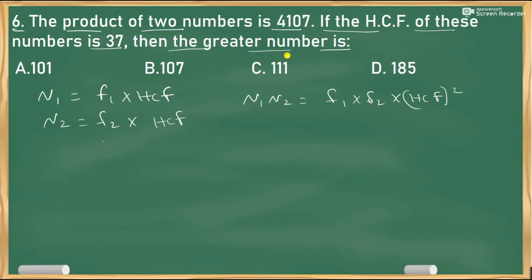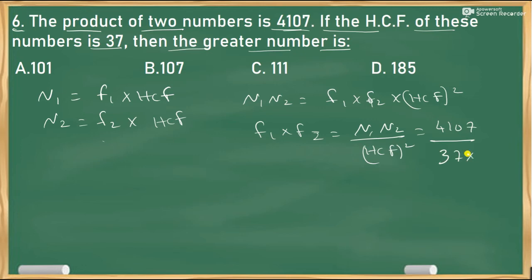I'm just multiplying both equations. Now I have to find the greatest number. That means I have to find N1, and first F1, F2. So F1 into F2 is equal to N1 into N2 by HCF square. The product of two numbers they have already given is 4107, and they have given the HCF as 37 square, 37 into 37.